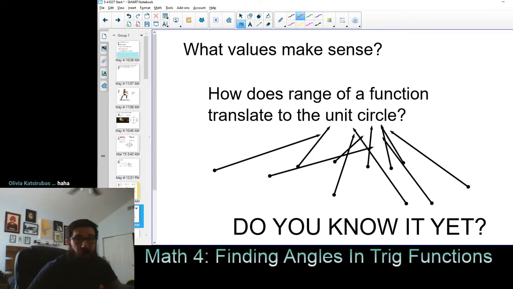So let's start by asking what values make sense and how does the range of the function translate to a unit circle? I'm going to stress this again. Do you know the unit circle? You're going to need to.